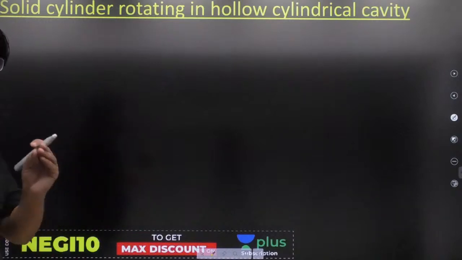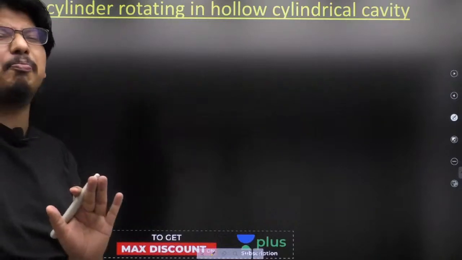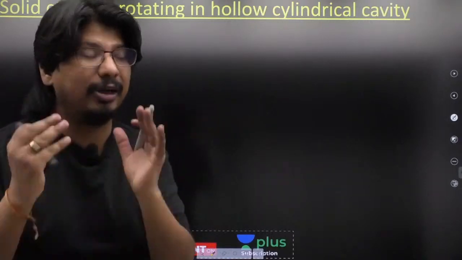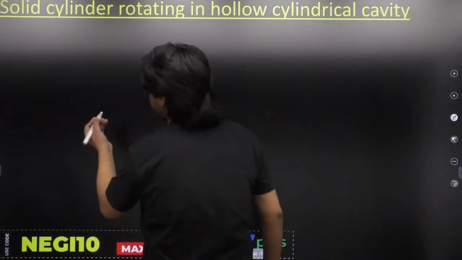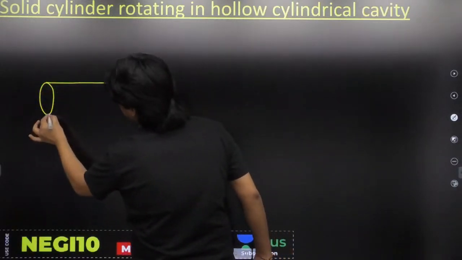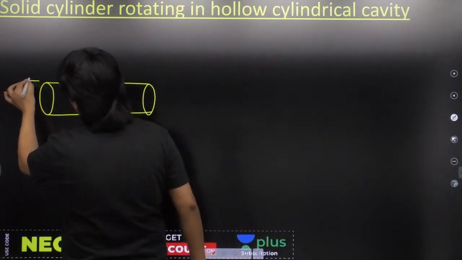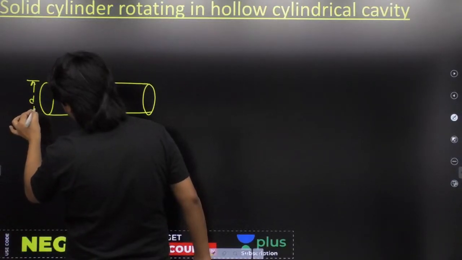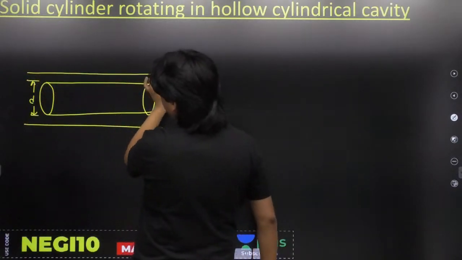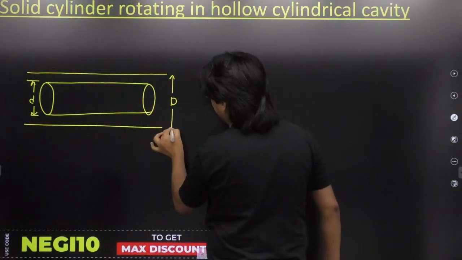Then we have discussed solid cylinder rotating in hollow cylindrical cavity. Very important. Let us suppose I am having some solid cylinder which is rotating inside hollow cylindrical cavity. What will happen? Look at here. This is the solid cylinder having diameter small d, and this is the cavity having diameter capital D.